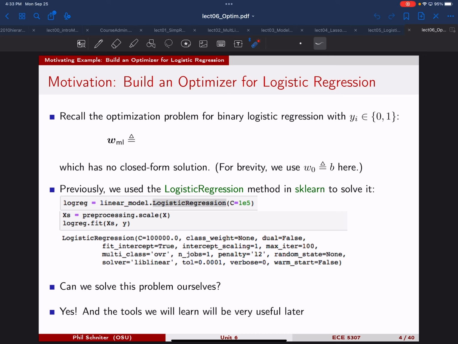So in the last unit, we said, okay, logistic regression is something that we can't derive the optimal solution analytically, but we can use sklearn. sklearn knows how to do it. So now we're going to try to understand what is actually going on under the hood in sklearn. Can we build our own optimizers for problems like this and other problems? So let's just first start.